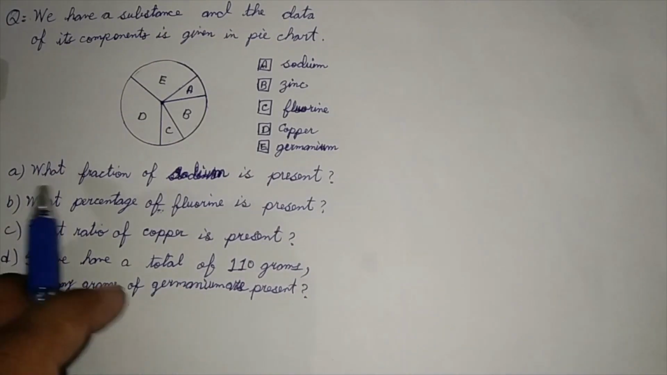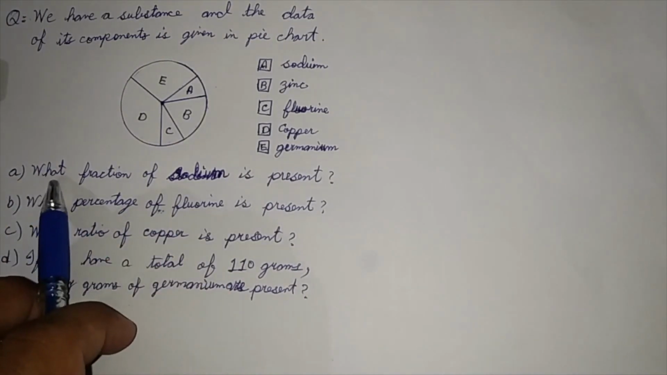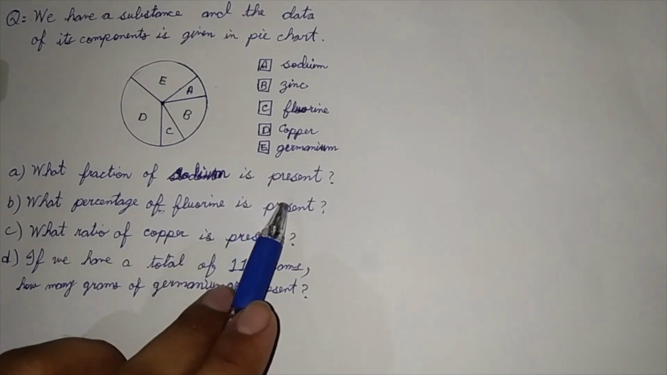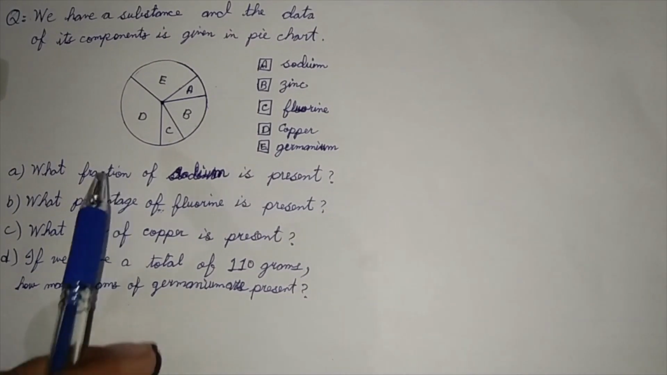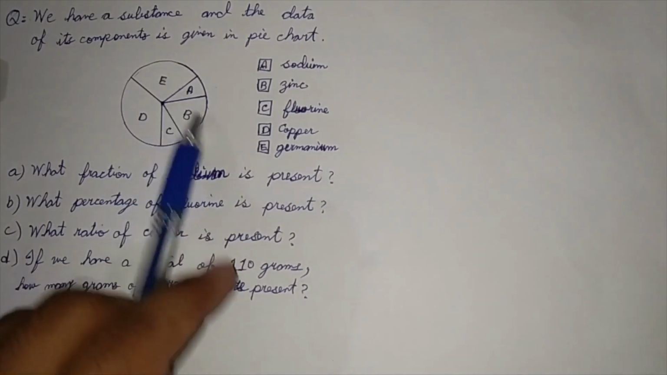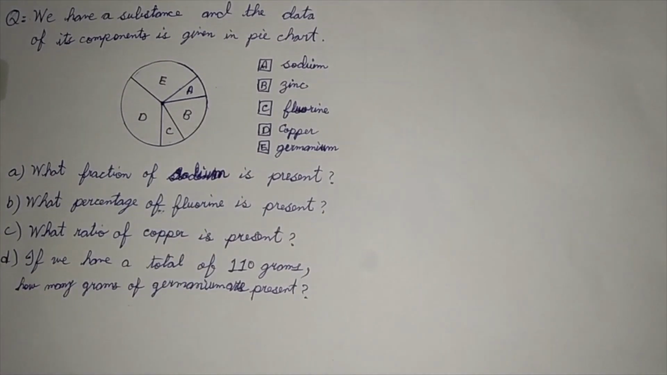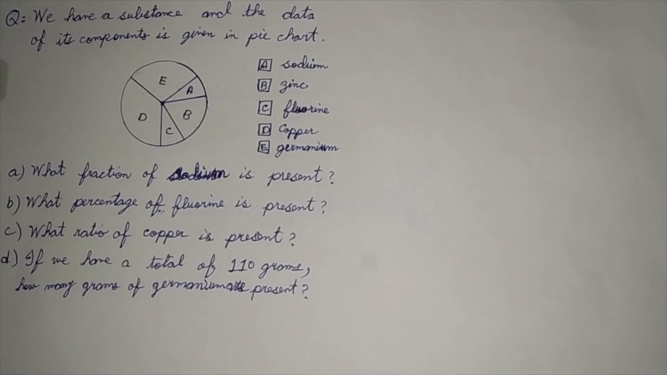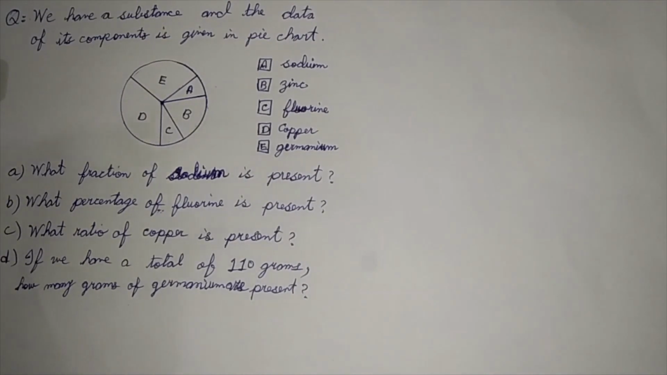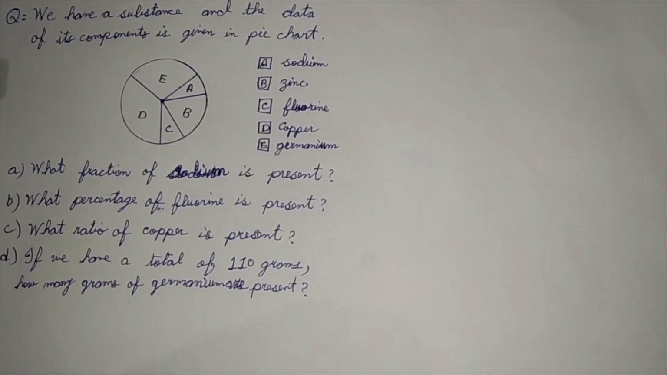In this, what is our first part? What fraction of sodium is present in this pie chart? So to find the fraction, in the previous question we found the degrees with the help of the fraction, and here we will find the fraction with the help of degrees. It means that first of all we will find our degrees. Okay, so let's find the degrees.